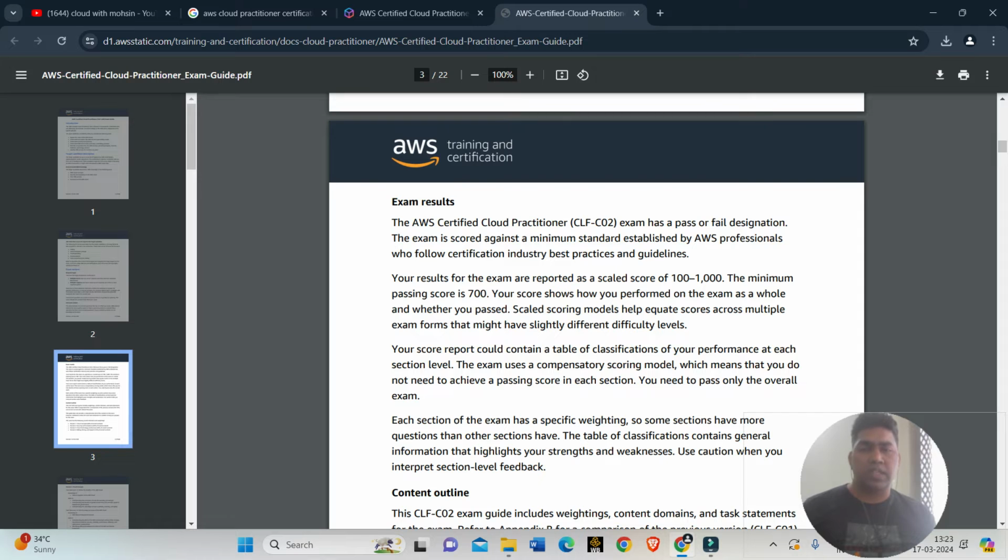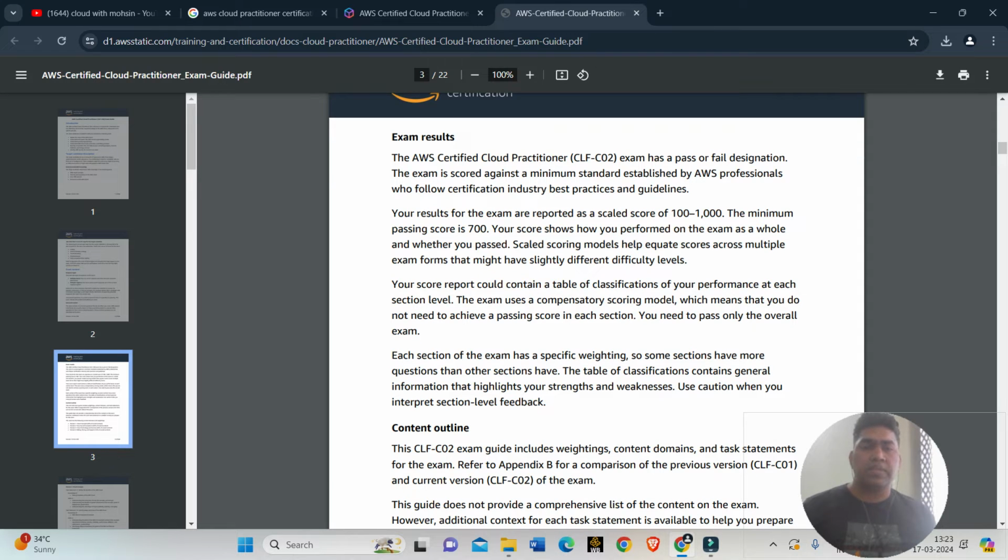Now, about the exam result. The result of this CLF-C02 exam will be either a pass or fail. We get it immediately as soon as we complete it, online. The exam is scored against a minimum standard established by AWS professionals who follow certification industry best practices and guidelines. The result is a scaled score of 100 to 1000, and the minimum passing score is 700.